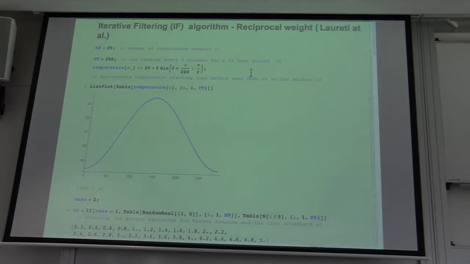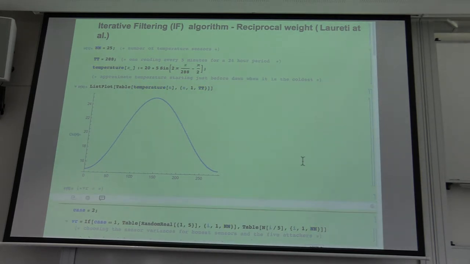Okay, so it was introduced by a bunch of people that are actually physicists, and it was published in Physical Review Letters, I believe. Let's see what we got here. So we have 25 sensors making 288 readings, and we model the temperature by this piece of sine wave, right? Because here you go, at midnight is the coldest, then the temperature rises and then drops again to minimal value. So let us evaluate this.